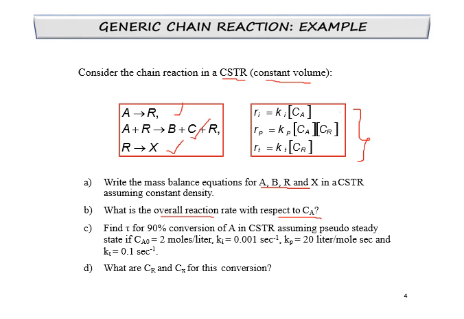Kemudian find tau for 90% conversion of A in CSTR assuming pseudo steady state. If CA0 given is 2 moles per liter, and then rate constant given here, rate constant of propagation also given here, and rate constant of termination is given here. And the last question, what are concentration for radical and concentration for X, product X dekat termination step ni for this conversion?